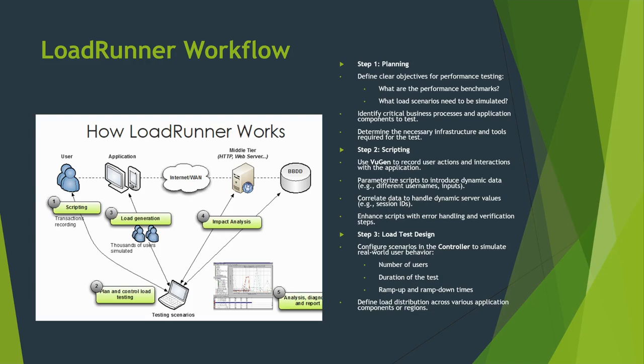Step 2 is scripting. Use VuGen to record user actions and interactions with the application. Parameterize scripts to introduce dynamic data, like different usernames and inputs. Correlate data to handle dynamic server values, like session IDs. Enhance scripts with error handling and verification steps.